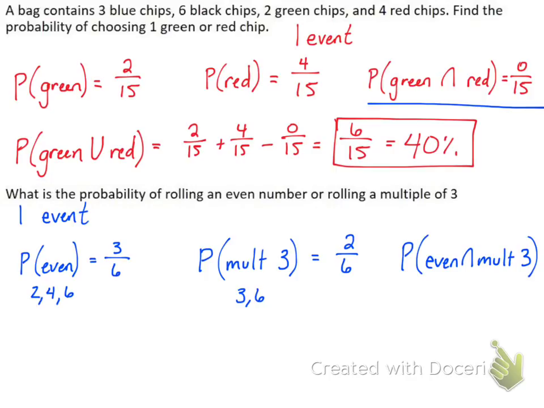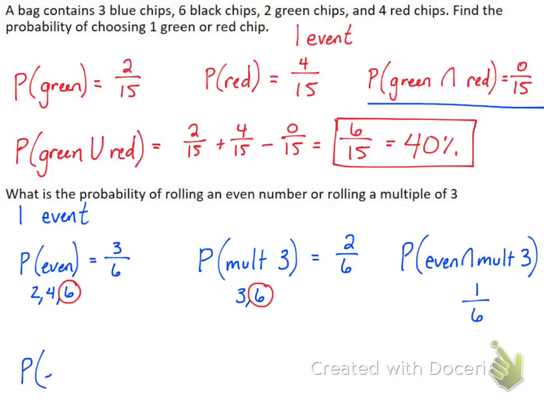So again, when I'm doing this, I want to know what number is overlapping between these two things. So I want a number that's even and a multiple of 3. It's as easy as just looking and seeing what numbers are in common. If I write what numbers are even and a multiple of 3, 6 is the only number that is even and a multiple of 3, so that's going to be 1 over 6.